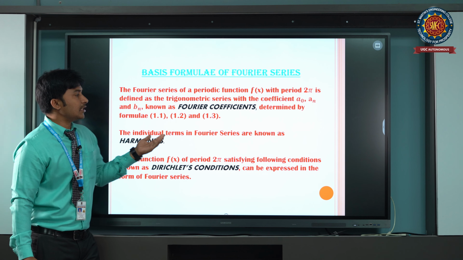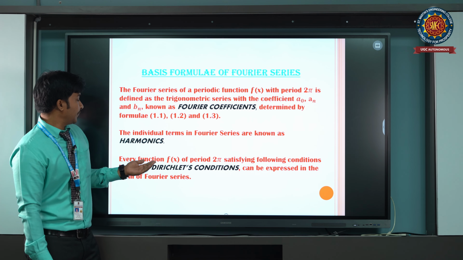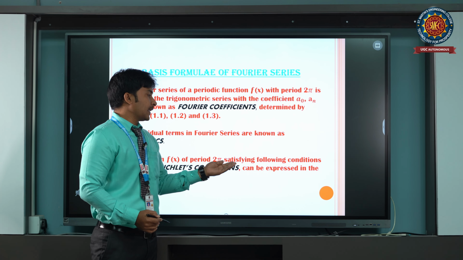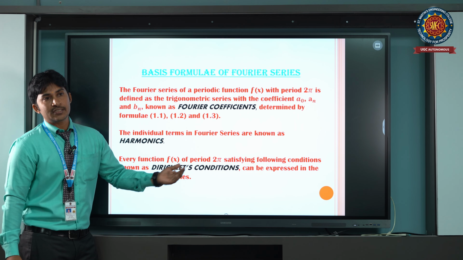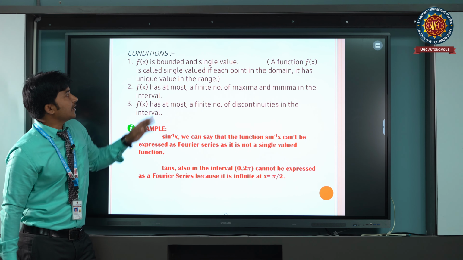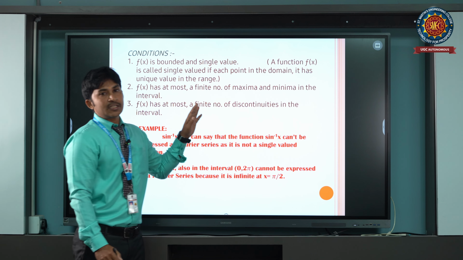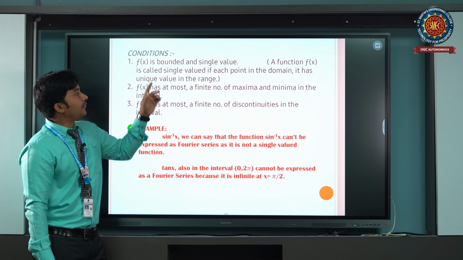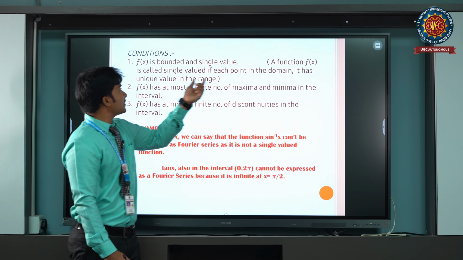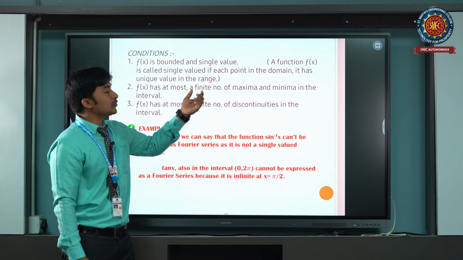The individual terms of the Fourier series are known as harmonics, and every function f of x of period 2 pi satisfying the following conditions is said to satisfy the Dirichlet conditions. For a Fourier series, the first condition is that f of x is bounded and single valued. That means a function f of x is called single valued if each point in the domain has a unique range.